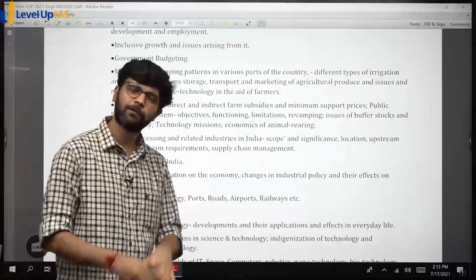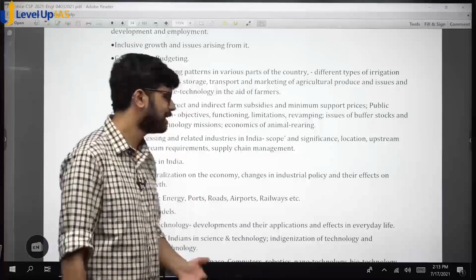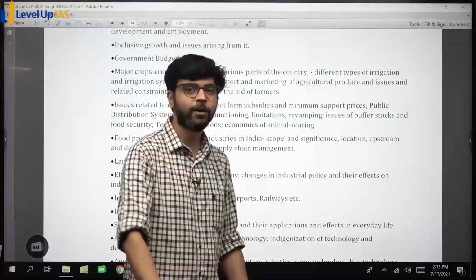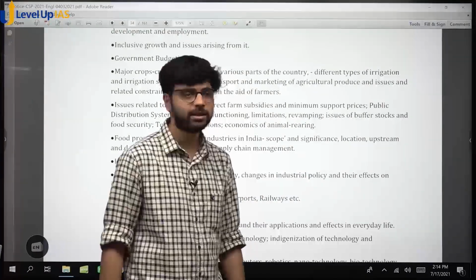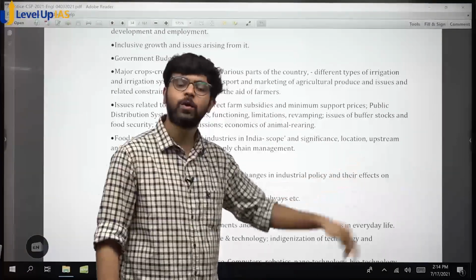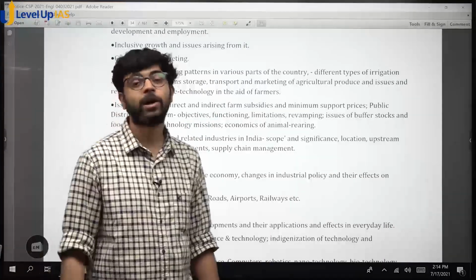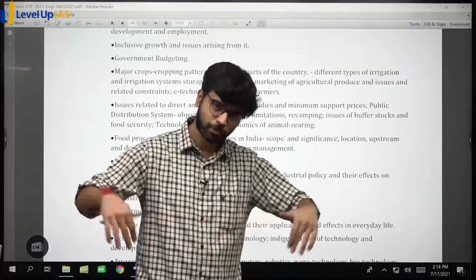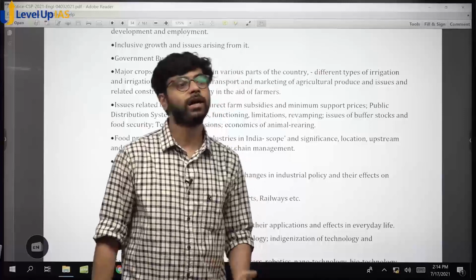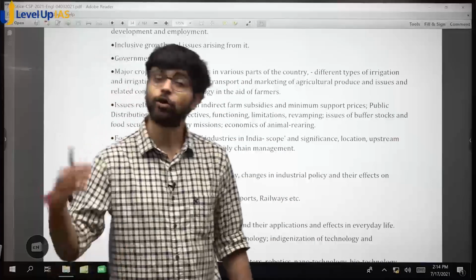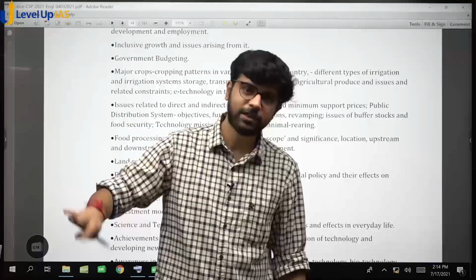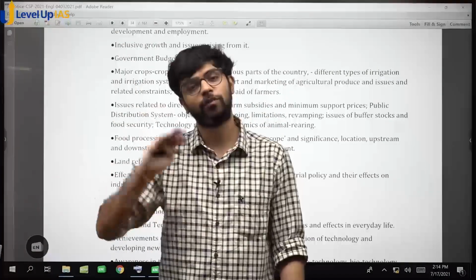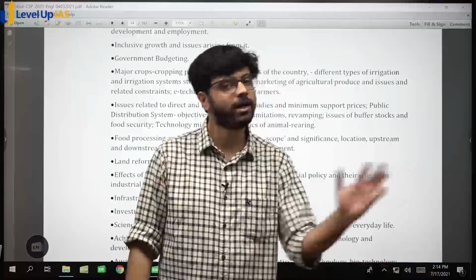What is the scope, which means what are the types of food processing industries, etc. What is the significance? Even today you will be able to write the answer to this significance, yes or no. Why do we need such industries? Right? Location, where are they located exactly? Are they located within India? Are they located on the coastal areas of India? Are they located near the markets? Are they located near the raw material? Are they located in northern parts of India? Are they located in southern parts of India? Or hilly regions? Or plain regions? Or coastal regions? Or hinterland?